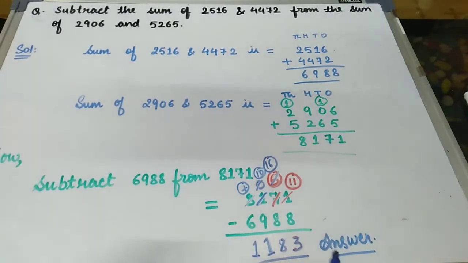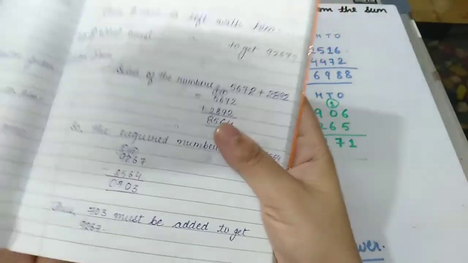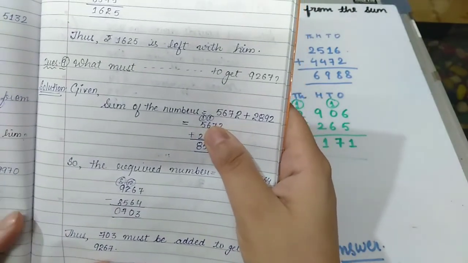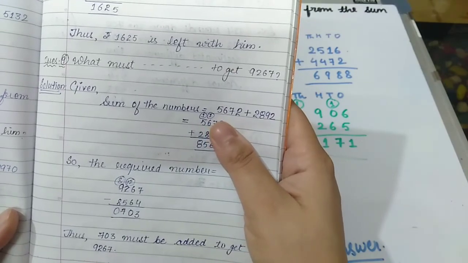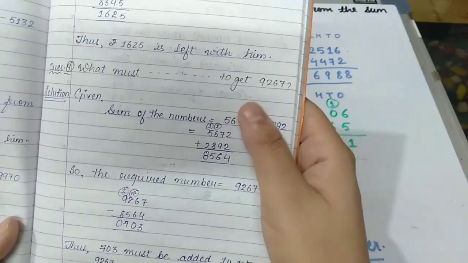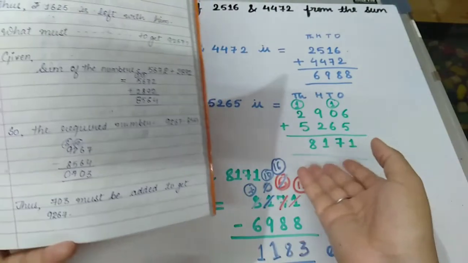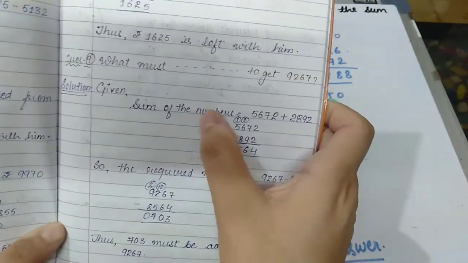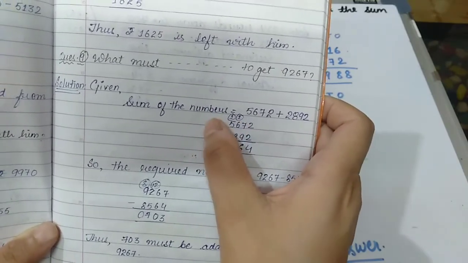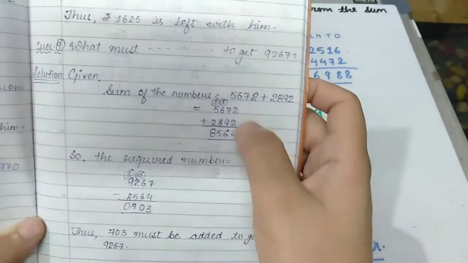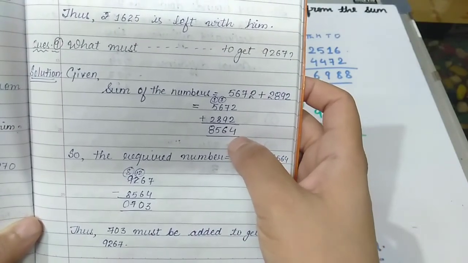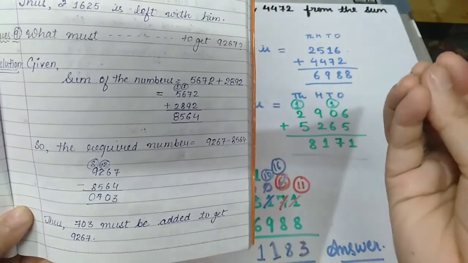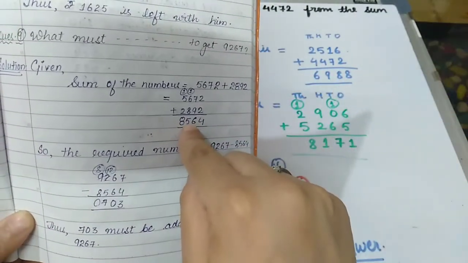So in this way you can solve the word problem. Now question number 9 is: what must be added to the sum of 5672 and 2892 to get 9267? So it is most similar to these questions. So first we will write given and we will have to add the numbers because the sum of the numbers is given, so we will add and we will get this as a result, and we have to find out a number which we can add to this number to get 9267.